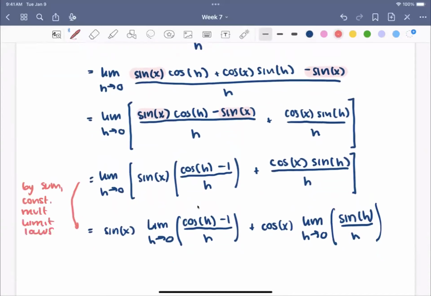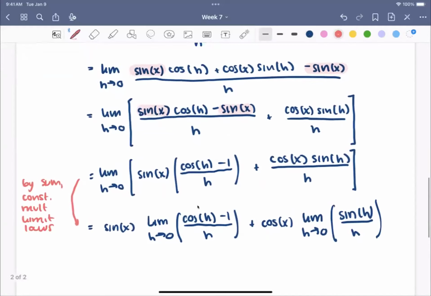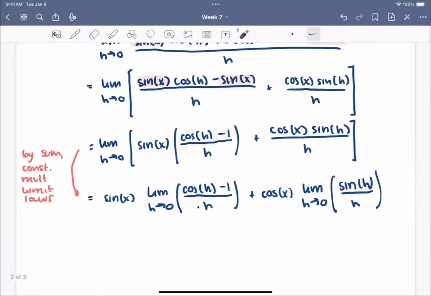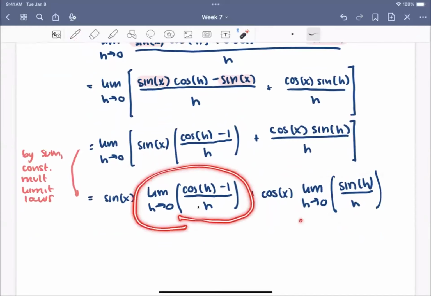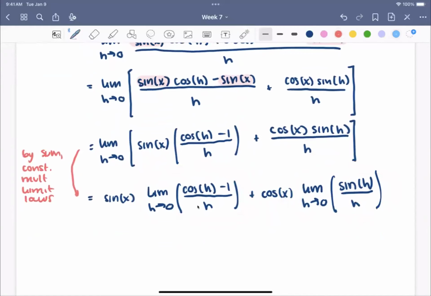Okay, so now we have these two limits. These are not continuous when h is equal to 0, so we can't just plug in h equals 0. And it turns out that they're actually a little bit tricky to evaluate. So this one on the right is actually equal to 1, and we're going to prove that. The one on the left is equal to 0, and it's done in the book using this limit.